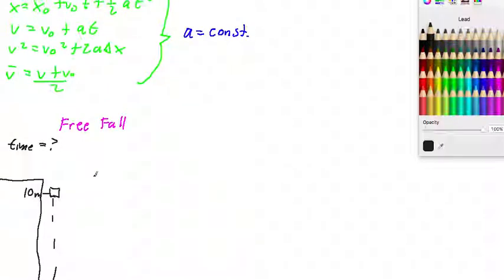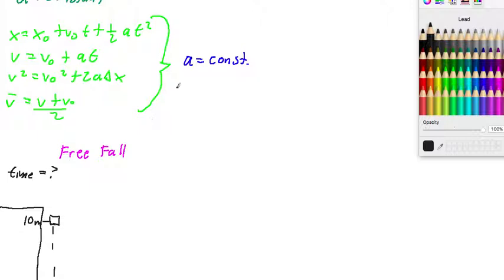Now what you're going to do there, because on Earth we have constant acceleration, which is gravity, negative 9.8 because it's going downwards, we are going to say, okay, which of these formulas can we use? We don't have velocity, and that one doesn't have time. We're interested in time. v squared equals v naught squared, that doesn't have time either. So that only leaves us with the first two.